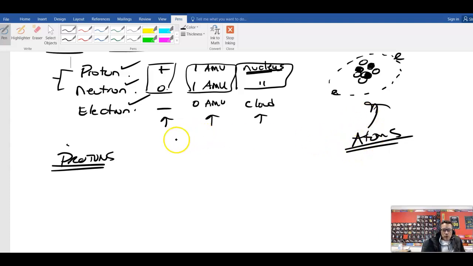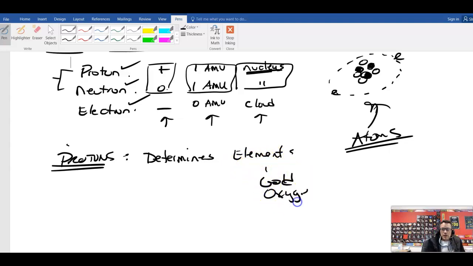The importance of the proton is that the proton number determines the element that we're working with. The elements are all the things we find on the periodic table: gold, oxygen, lead, and these are the fundamental building blocks of nature. These are made of atoms as well, but an atom of gold is different than an atom of oxygen, and it's different than an atom of lead.